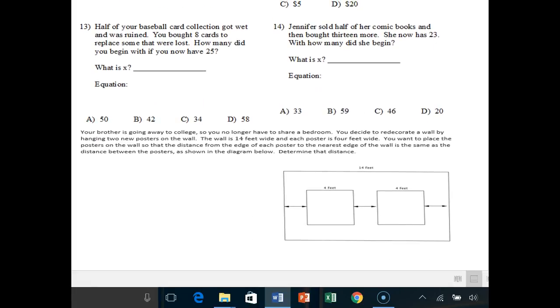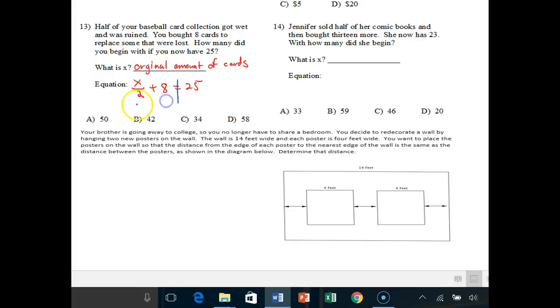All right, 13. Half of your baseball card collection got wet and was ruined, so you bought 8 cards to replace some that were lost. How many did you begin with if you now have 25? So what is X? The original amount of cards, right? We know that half of them get ruined, so x over 2, half of them are gone. I'm going to buy 8 more to try and make up for some of them that I lost, and I'm going to end up with 25.